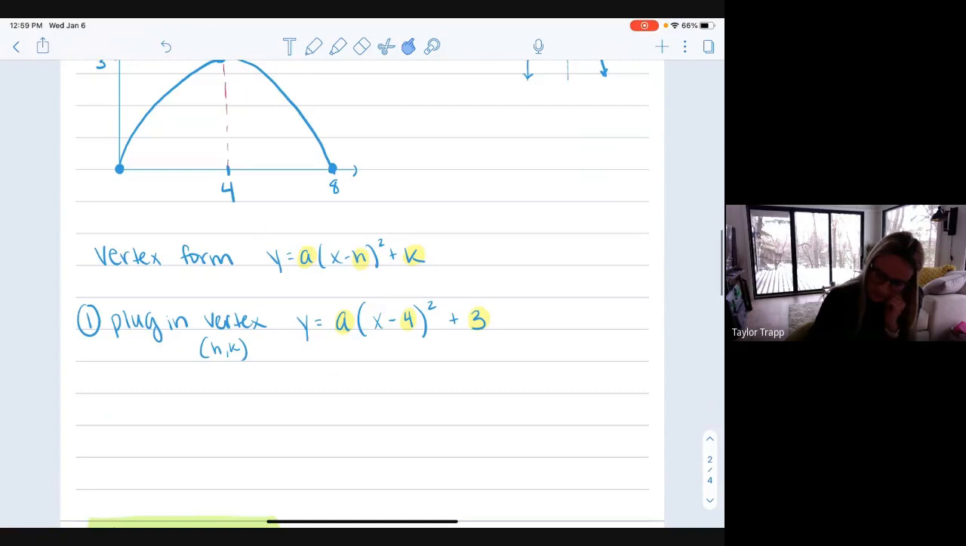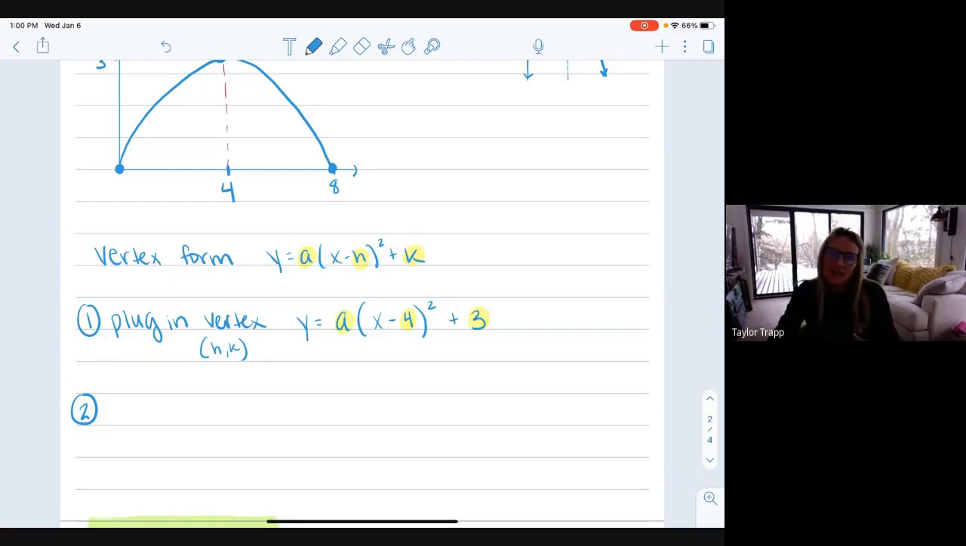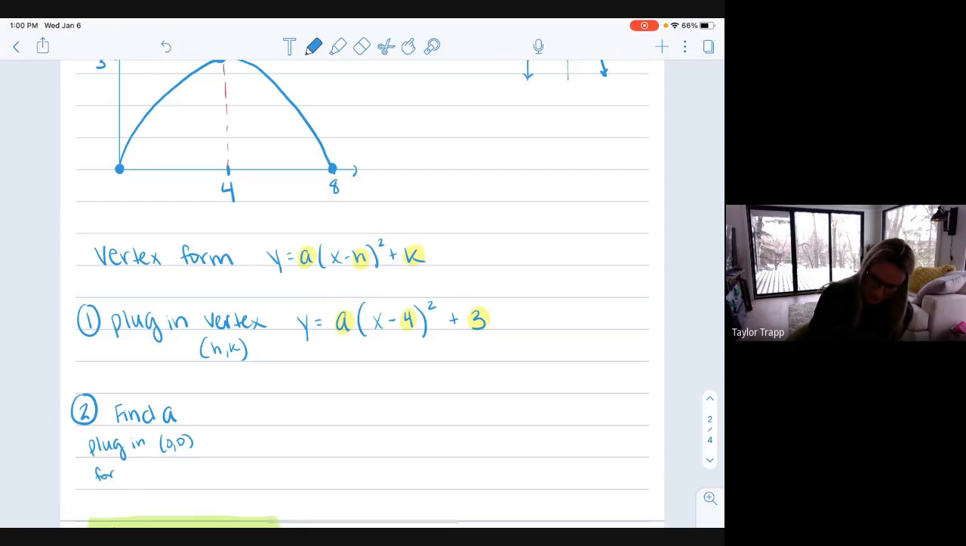Okay. Now for step 2, what are we missing? Well, we don't have A, right? So A is tougher to find because we can't necessarily see A on our sketch. We aren't going to know what A is. We actually have to find it. So find A is step 2. And the way you do that is by plugging in 0, 0 for x and y.